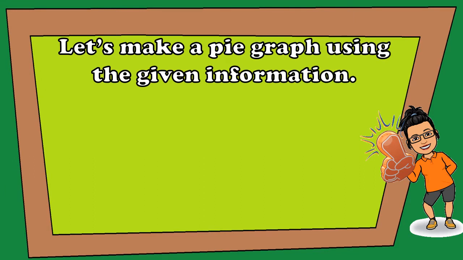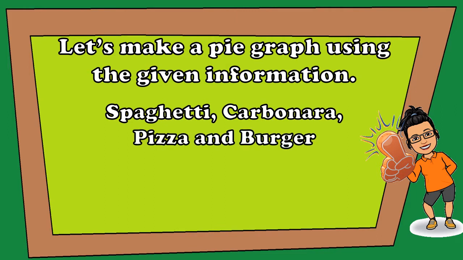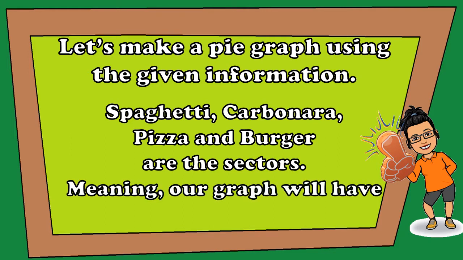Now let's make a pie graph using the given information. Spaghetti, carbonara, pizza, and burger are the sectors, meaning our graph will have 4 sectors.